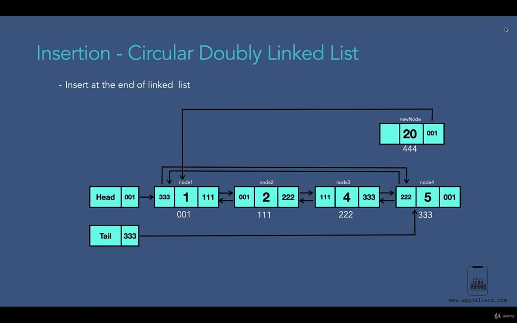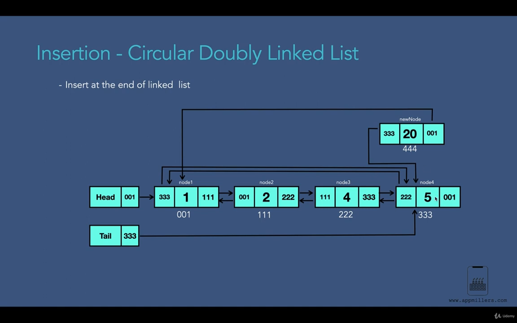Now the next step is we are going to update the previous reference of this new node. If you are inserting a new node at the end of CircularDoublyLinkedList, the previous reference of this node has to point to the current last node. The current last node is node 4, and the physical location of node 4 is 333. So we are going to update the previous reference of this new node to 333, and this creates a backward link between the new node and node 4 over here.